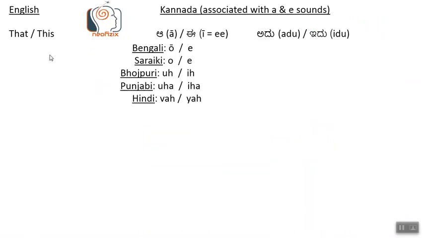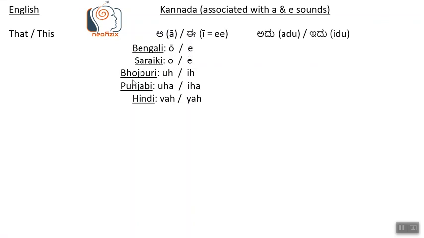Then we move on to the words that and this. So in Kannada, a is that and e is this, and we also use adu, idu. So adu is that and idu is this. So in Bengali and Saraiki, which is a language spoken in the Punjabi region in Pakistan, they have pretty close words. The a has become o. O means that, and e has remained as e, this. In Bengali and Saraiki, that is o and this is e.